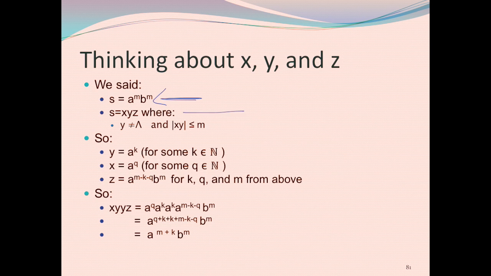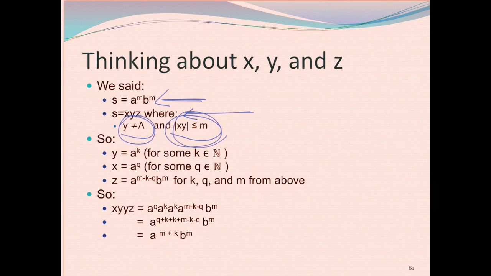And we know we're splitting up s into x, y, z, where y isn't empty, and the xy part has no more than m letters. I don't know exactly what it looks like, but here's my bunch of a's, and here's my bunch of b's, and I make that magic split, and maybe the split happens here. So that's my x bit, that's my y bit, and that's my z bit, okay?